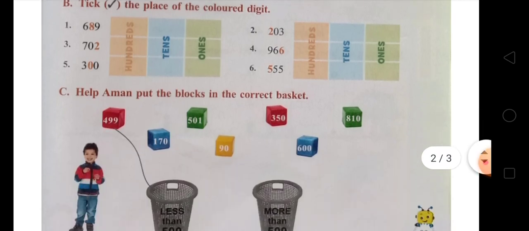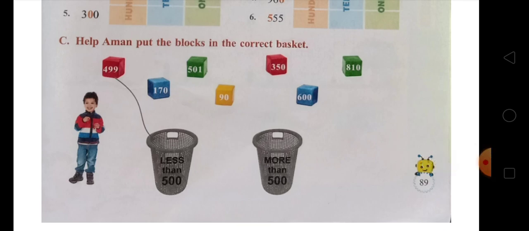Now come on, question number C. Help Aman put the blocks in the correct basket. You have to do this by matching. There are 2 baskets, less than 500 and more than 500. Numbers that are less than 500, you have to put in the first basket, and numbers that are more than 500, you have to put in the second basket, that is more than 500. So come on.